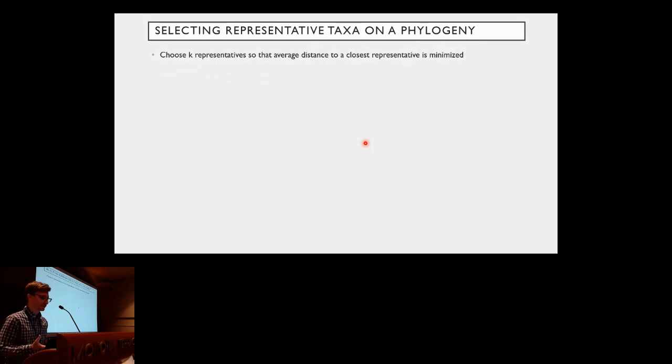So how do we propose to solve this problem? Given a phylogeny, we want to choose K representative taxa on the phylogeny so that the total or the average distance from all the other taxa on the phylogeny to the representatives is minimized. So from every taxon to the closest representative. And so this is formally known as a K-Medoids problem.